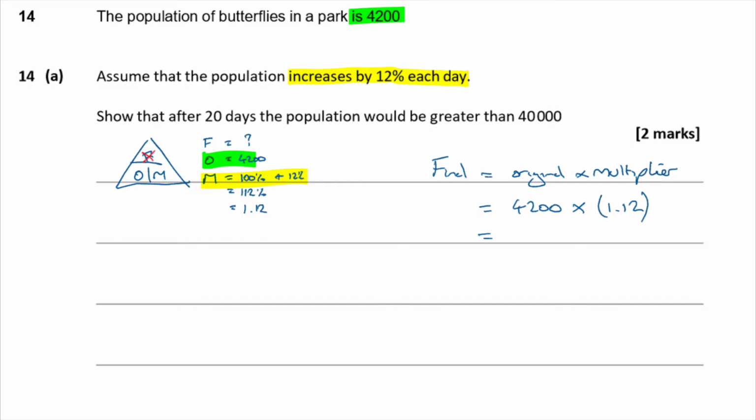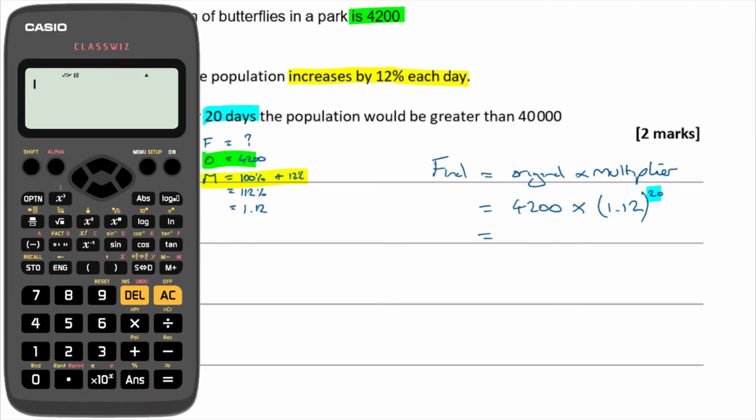But that's if we did it once, and we need to do it a number of days, don't we? So we need to keep applying this multiplier. We need to apply it 20 times. So we're going to raise that to the power of 20. So 4,200 times 1.12 to the power of 20.